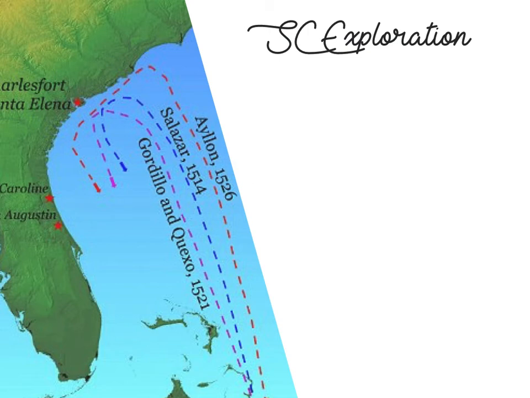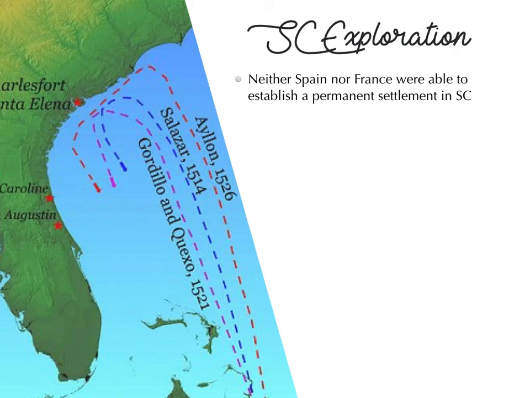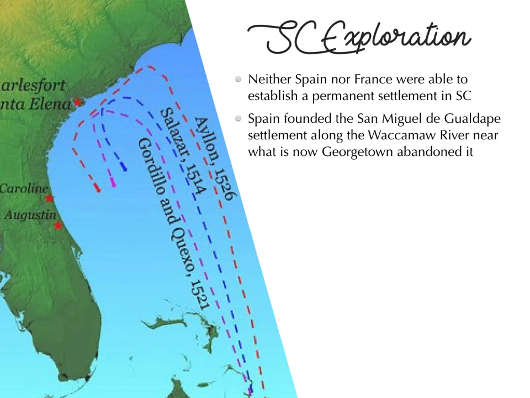South Carolina exploration. So there's a lot of little people's names that are right there that you need to know about. All right, neither Spain nor France were able to establish a permanent settlement in South Carolina. They did try. Spain founded the San Miguel del Gualdape settlement along the Waccamaw River near what is now known as Georgetown, but they abandoned it. Okay? So you need to know that. San Miguel del Gualdape.